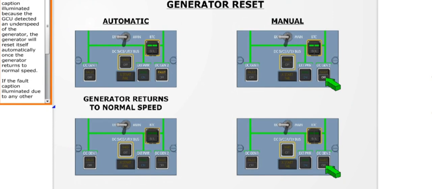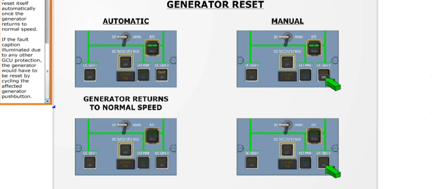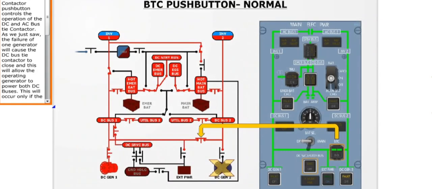This will cause the affected DC bus to be powered by the operating generator. If the fault caption illuminated because the GCU detected an underspeed of the generator, it will reset itself automatically once the generator returns to normal speed. If the fault caption illuminated due to any other GCU protection, the generator would have to be reset by cycling the affected generator push button.